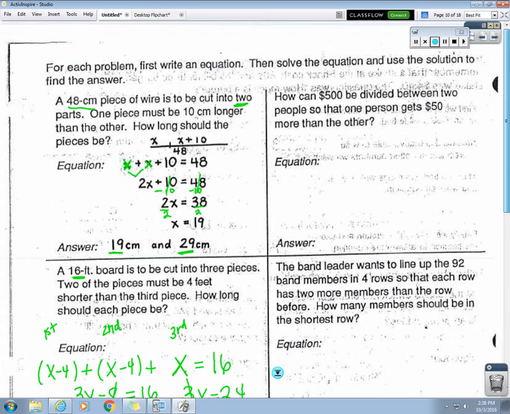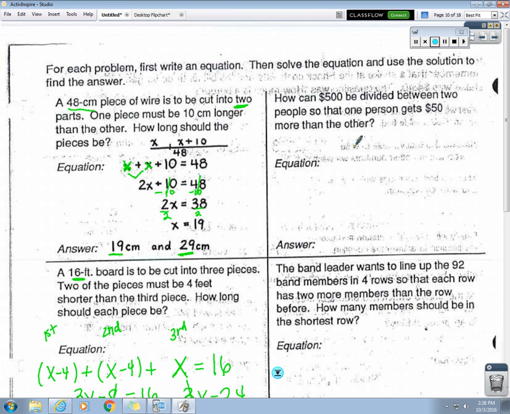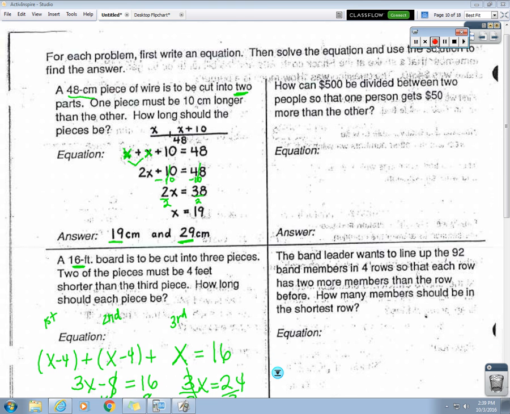I want you to go up here and try this one by yourself, the $500 one. How can $500 be divided between 2 people so that one person gets 50 more than the other? What does my equation look like?